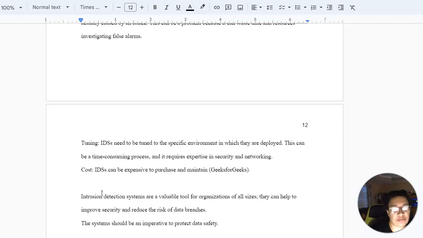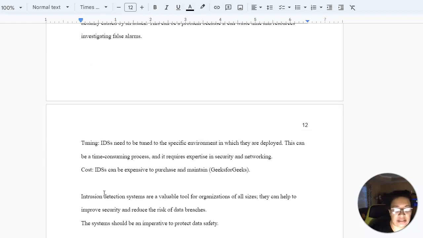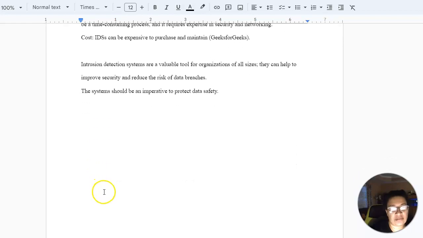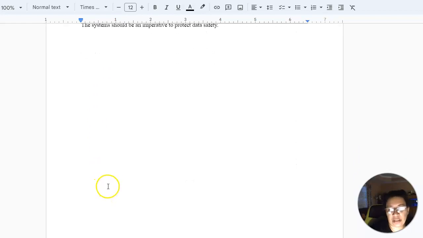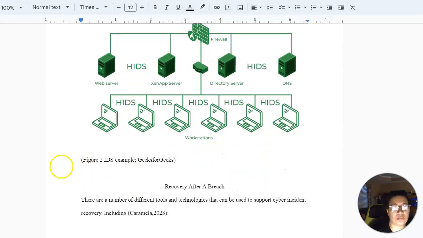Some of the problems with that is that you may get a false positive, and it is also a time-consuming process, but it is valuable and it should be implemented in the local shelter. This is an example of an IDS.